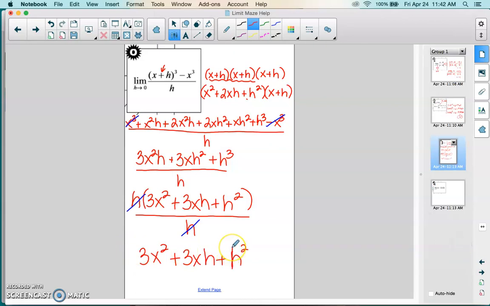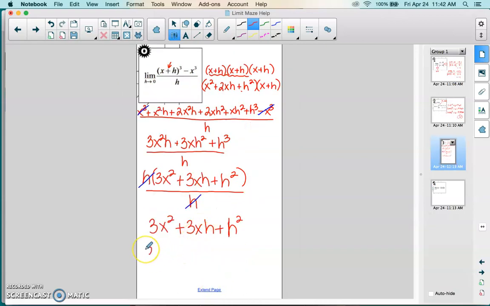Okay, so that was a lot of work, but what you're going to do now, finally, after all that algebra, is try to do plug and chug. So you're plugging in h approaches 0, so all of the h's become zeros. Like this. 0 squared is 0. All this stuff multiplied by 0 is 0, so you're getting 3x squared.